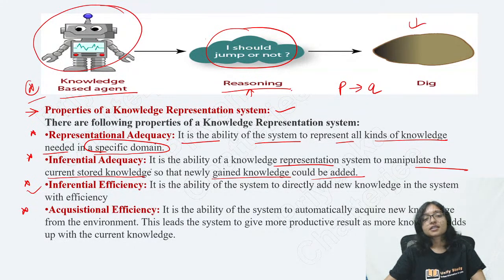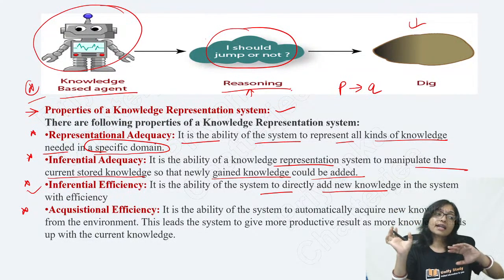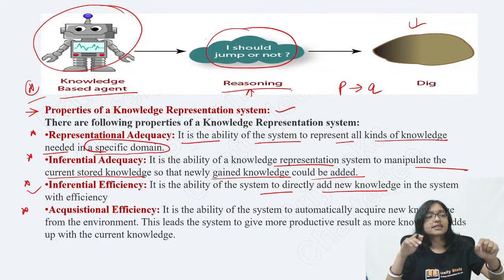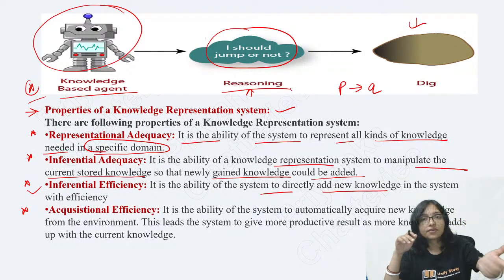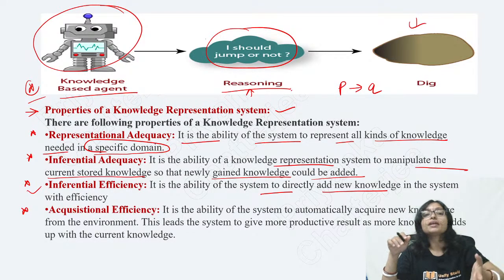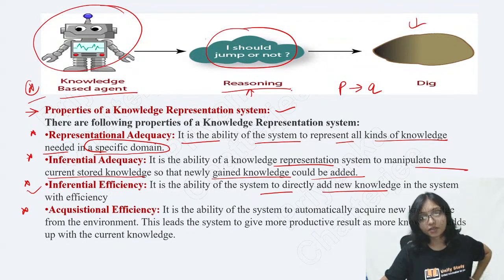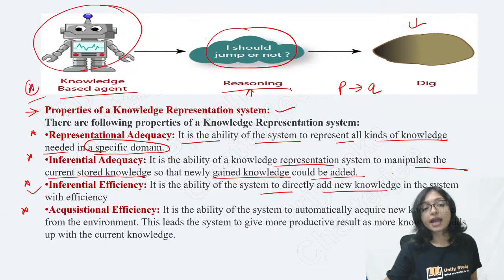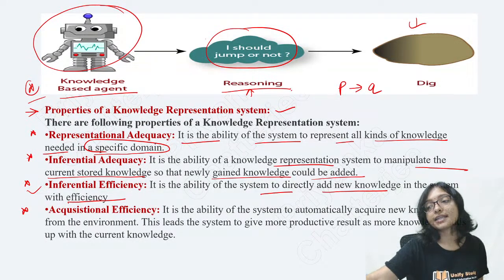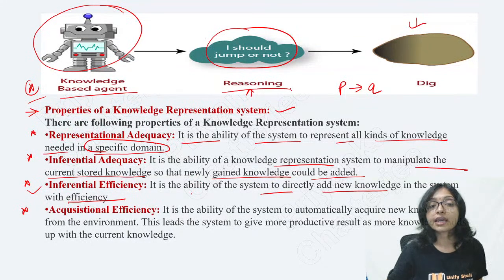Inferential efficiency. It is the ability of the system to directly add new knowledge. It is direct, it is not like you are utilizing previous knowledge. When you are utilizing the previous knowledge, that is inference. Through the inference you are trying to get a new one. But inferential efficiency is automatic, not from the previous one. It is completely new knowledge. Add new knowledge in the system with efficiency. Directly, not inference. No inference is there. Directly it is adding, that is called inferential efficiency.